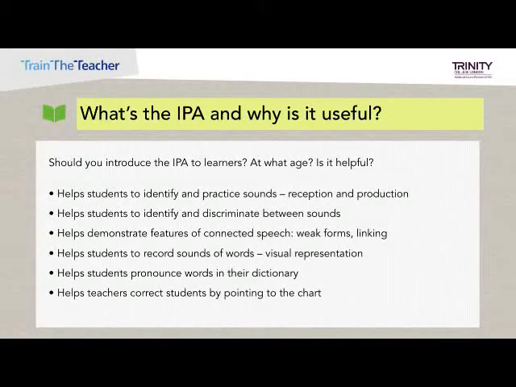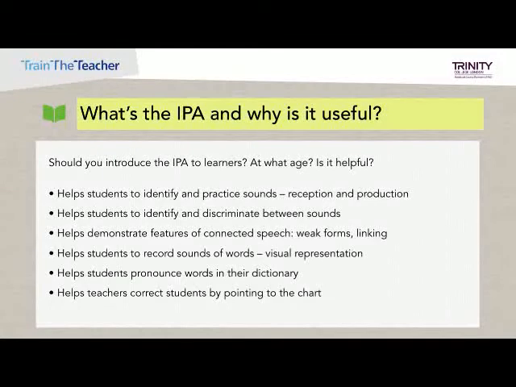It can help them demonstrate features of connected speech, weak forms, linking, etc. And it helps students to record the sounds of words through visual representation of the symbols. It supports learning strategies because it appears in most dictionaries. So by knowing the symbols, learners can better pronounce the words they see.